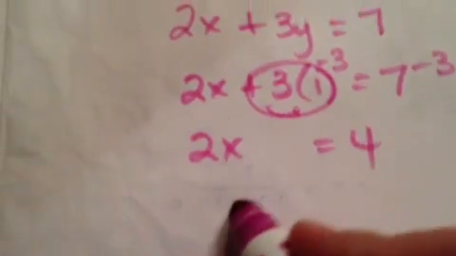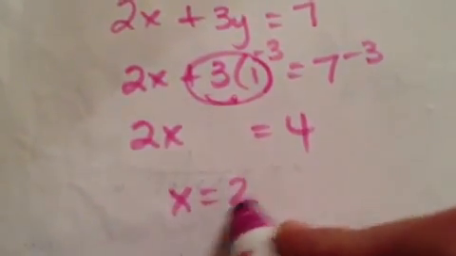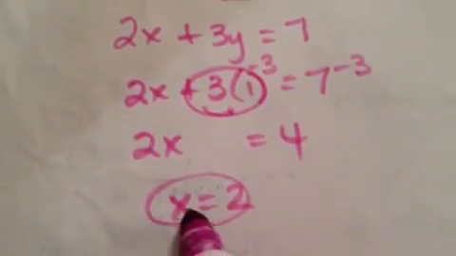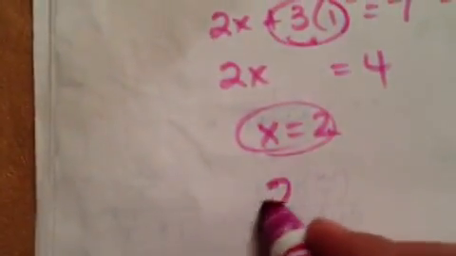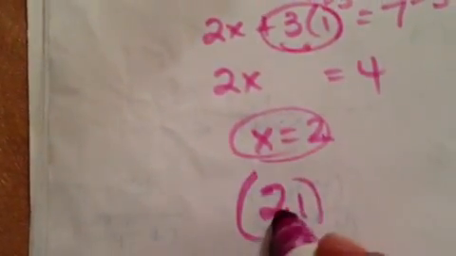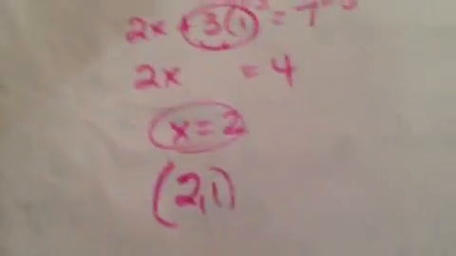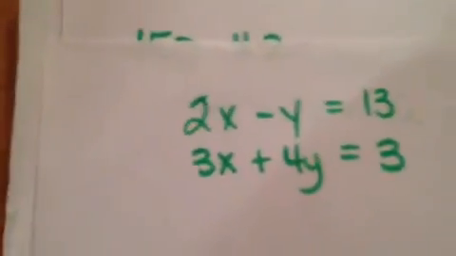So you get x equals 2. So my ordered pair is going to be 2, 1. Make sure that you always put it with the x value first and then the y. Okay? All right. Let's look at this one.